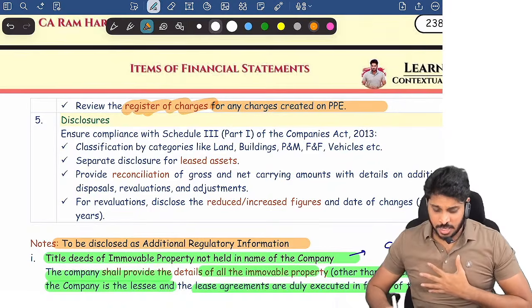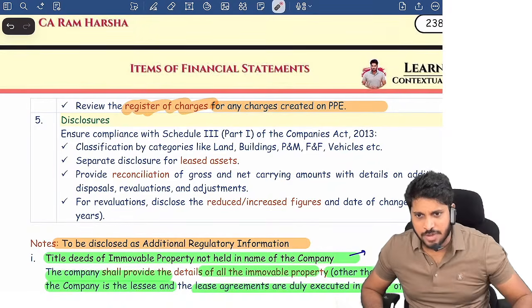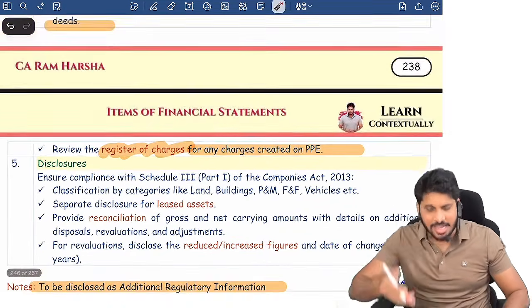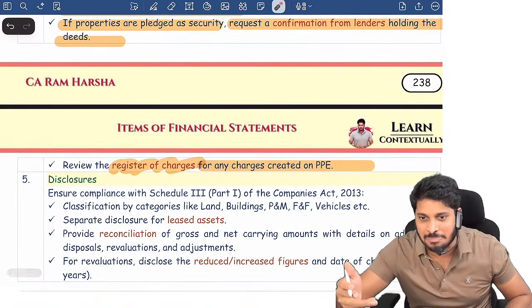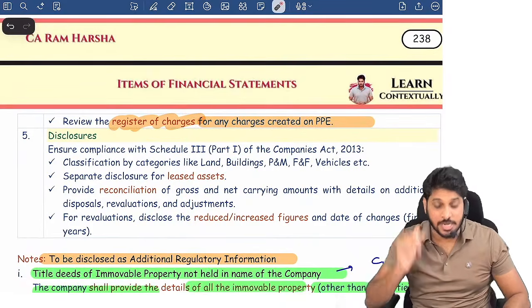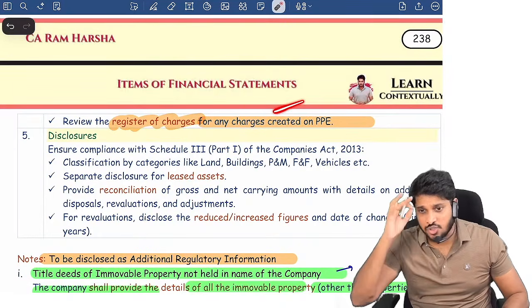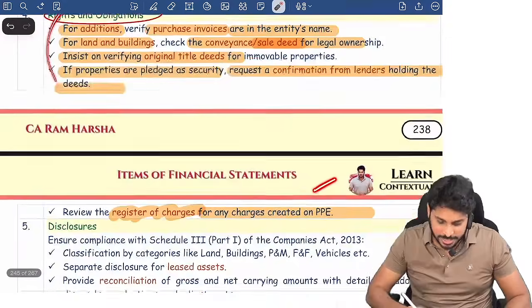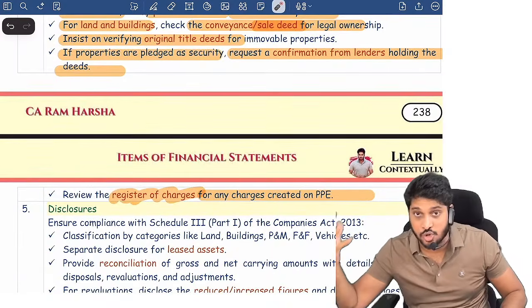Okay, that's it. So sir, if time permits, can you show which questions will come from this area? Everywhere I'm telling only how a question can come. Okay, fine. So review the register of charges for any charges created. If any charges are created, just look at the register of charges. You will understand what charges are created, any fresh loans taken, all that.